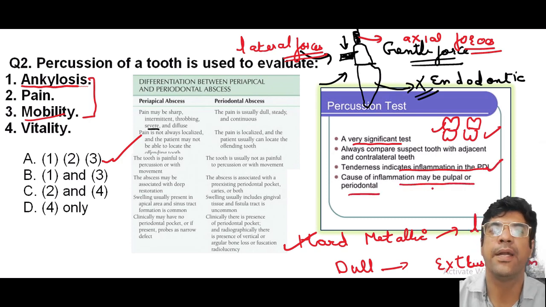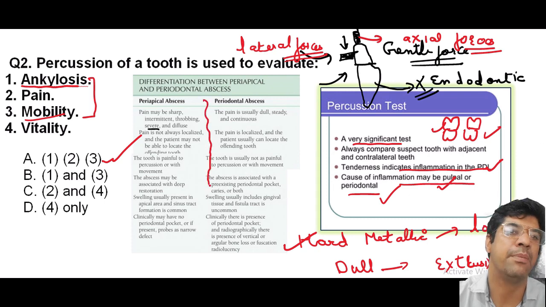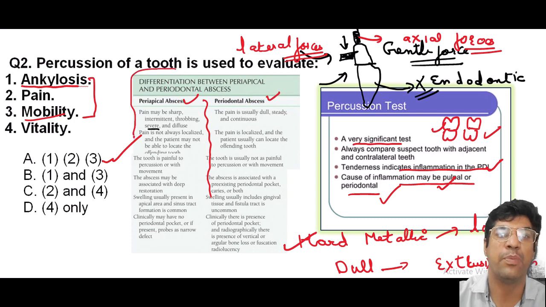Another important thing that you have to remember is the difference between the periapical and periodontal abscess. So remember this table from your entrance exam point of view. For your MCQ part, the answer is A. So let's move to the other question.